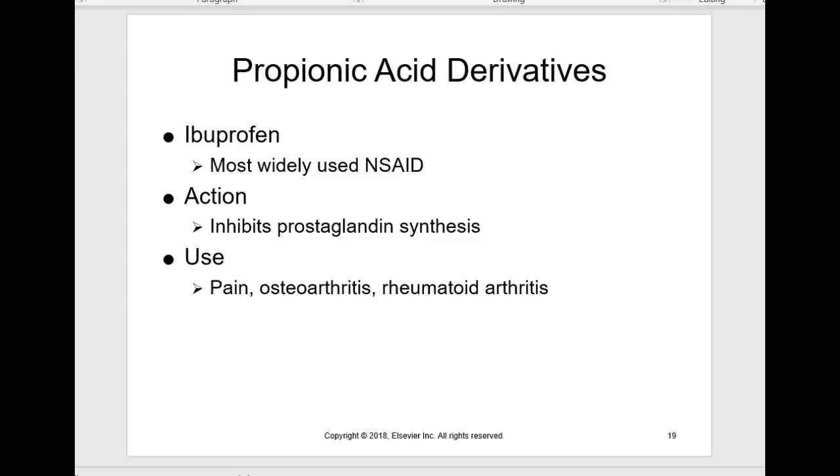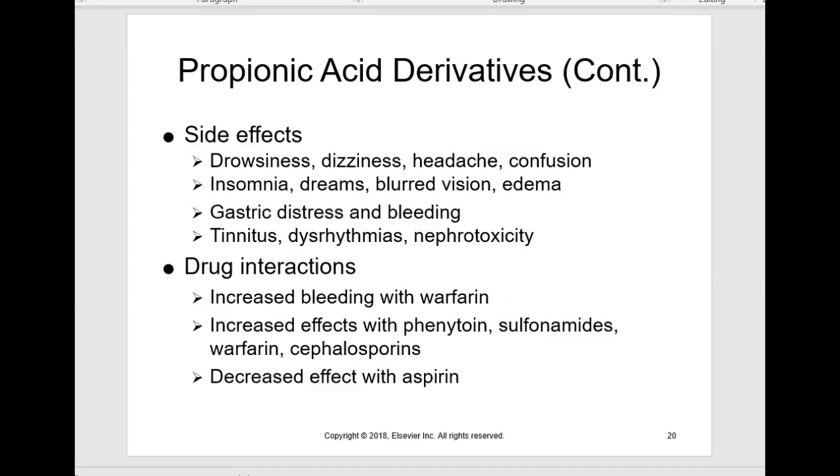How does it work? Like the others, it inhibits prostaglandin synthesis. It's used for pain, osteoarthritis, rheumatoid arthritis. Some side effects that we can see, again, gastric distress and bleeding, just because it does play a role in COX-1 enzyme inhibition. I want to watch for tinnitus, dysrhythmias, nephrotoxicity. Again, we're talking about nephrotoxicity. Which organ are we talking about? We're talking about the kidneys.